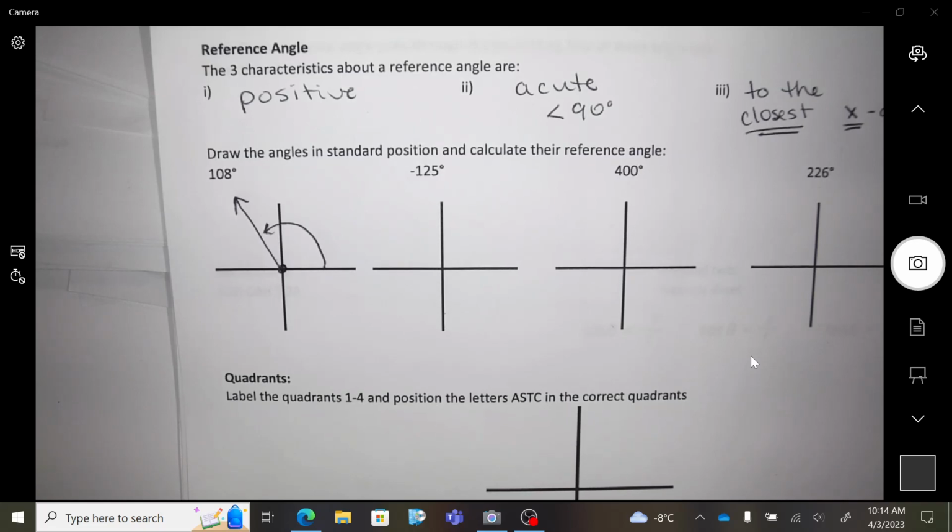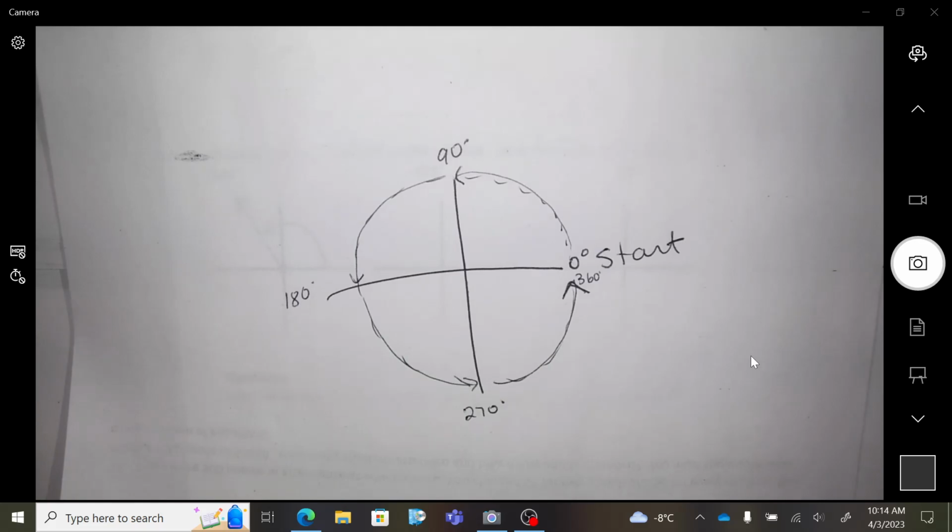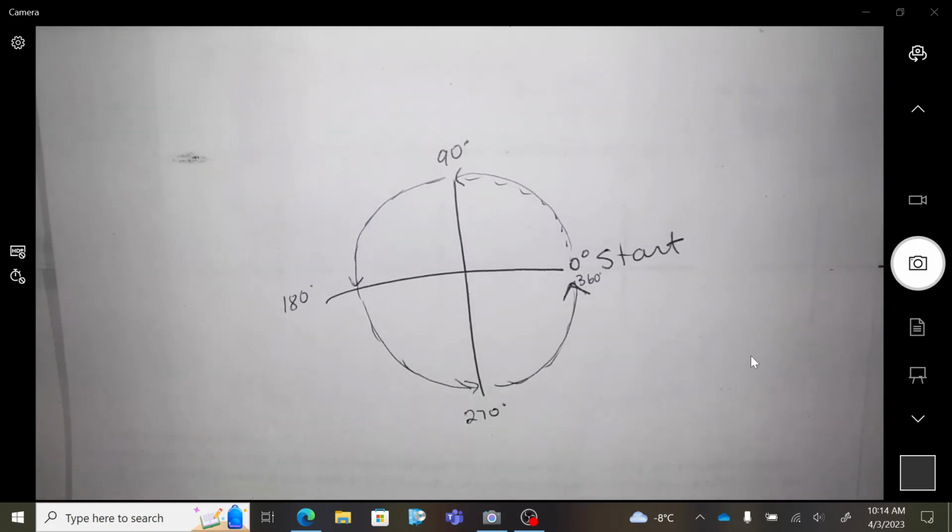Wait, can you go back to that chart quickly? Mm-hmm. Oh, thanks. Oh, yeah, I'm good.